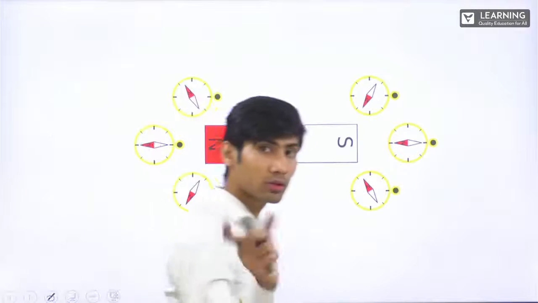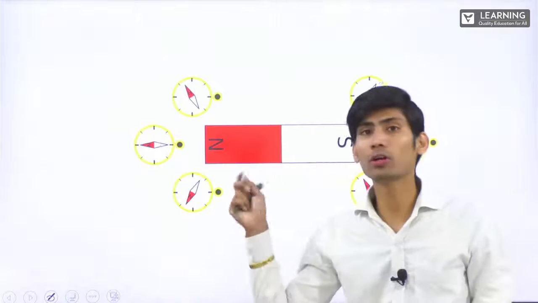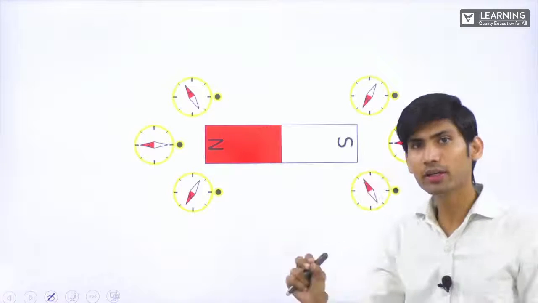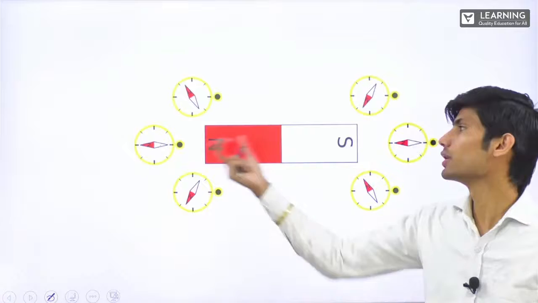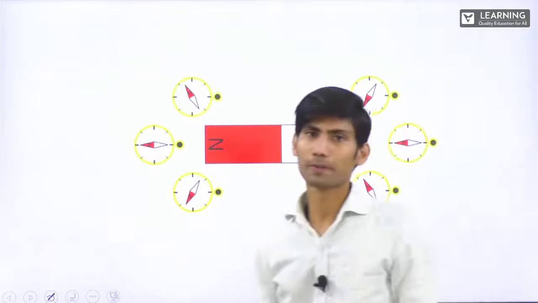So the compass will also deflect if there is any other magnet, not only Earth's magnetic field. Whichever magnetic field will be strong near that compass, it will show alignment according to that. Clear?